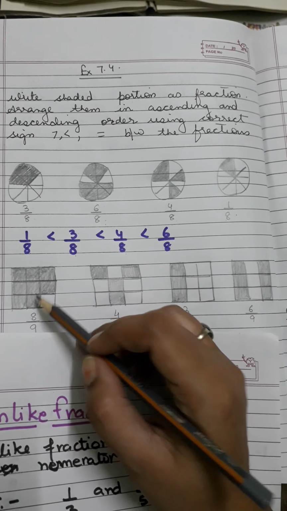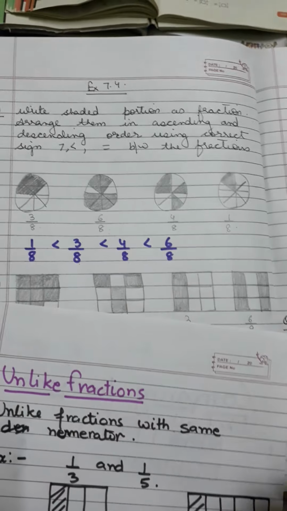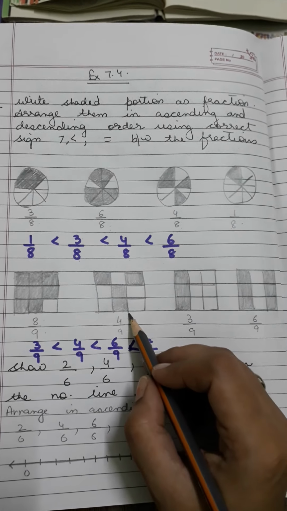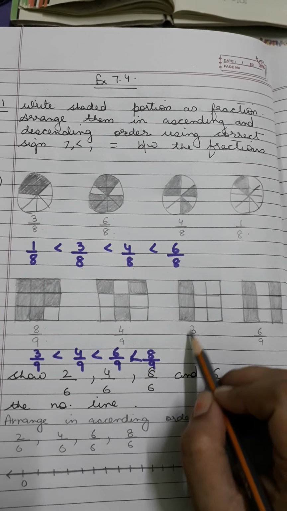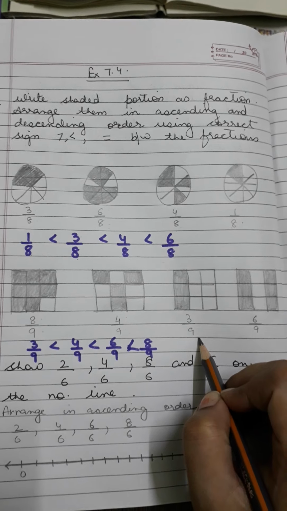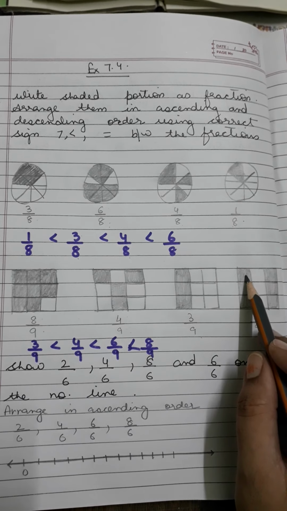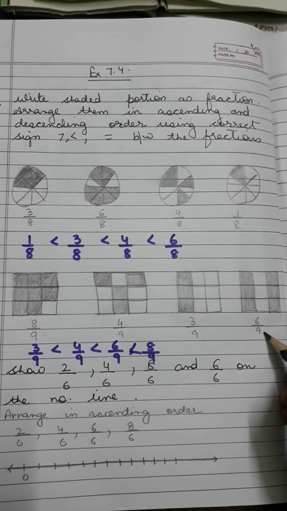Now similarly, moving to our next part, it is the B part. How many parts have been shaded? 8 parts out of 9. And here how many parts have been shaded? 4 parts out of 9. So we have written 4 by 9. 3 parts out of 9, so we have written the fraction as 3 by 9. Here 6 parts out of 9 have been shaded, so we have written the fraction as 6 by 9.